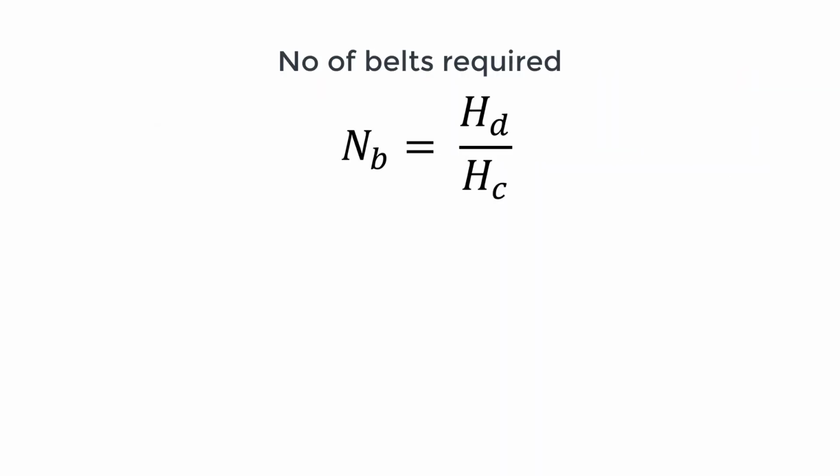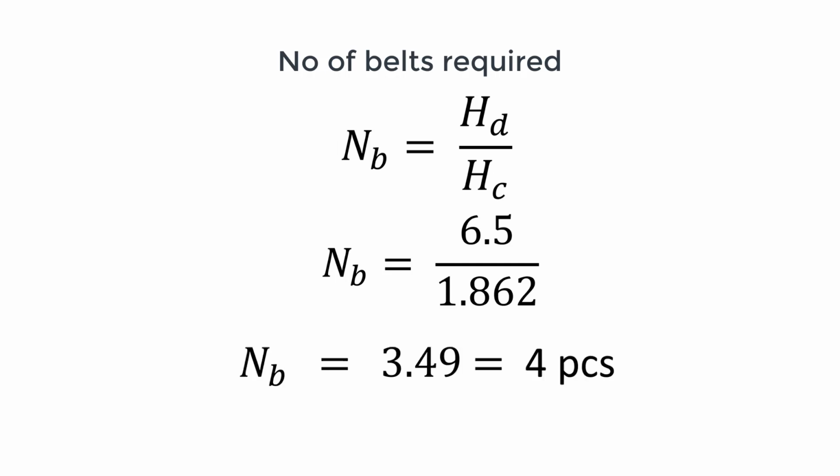Finally, the number of belts is equal to HD over HC, where HD is our design power that we got, 6.5 horsepower, and HC is the corrected power rating per belt that we got, 1.862 horsepower. So the number of belts required is 3.49. If we round up the figure, the number of belts is 4 pieces. So we need 4 pieces for our Type A section V-belts.